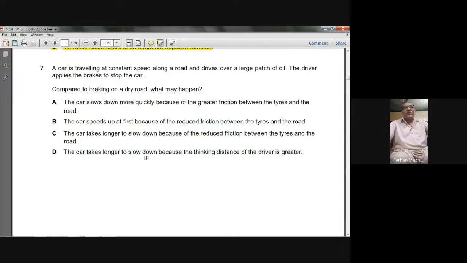The car takes longer to slow down because the thinking distance of the driver is greater. The thinking distance totally depends upon the mental condition of the driver. So now it has nothing to do with the road conditions. Okay, so the car takes longer to slow down because of the reduced friction between the tires and the road. I think C is the best option.